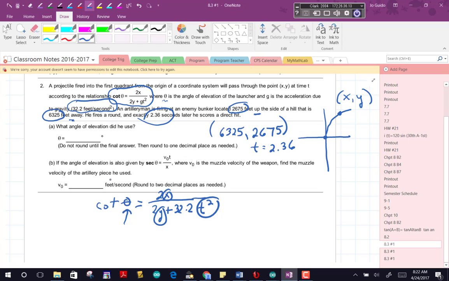V sub 0 is initial velocity. That's how fast it was going when it left the thing that was projecting it. Does that make sense? So, do we know what theta is? Yes, because we found theta in the first part of the problem. So secant of theta becomes a number. We already know what t is. We already know what x is. So in this equation, we would just be solving for v sub 0, using information the problem gave us or information we solved for in part A.